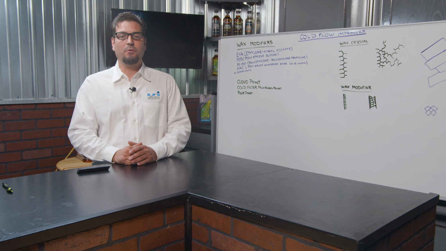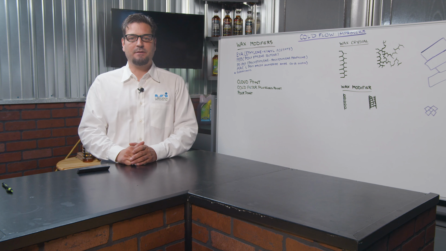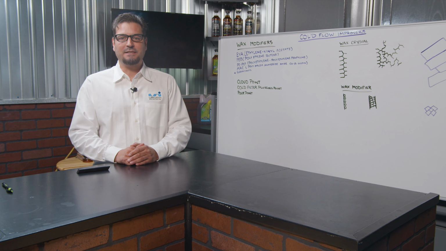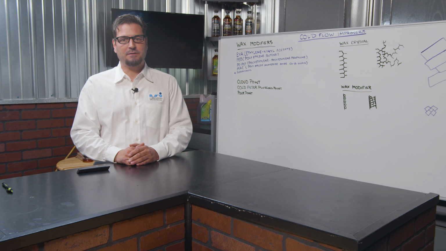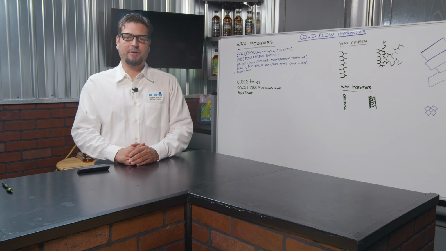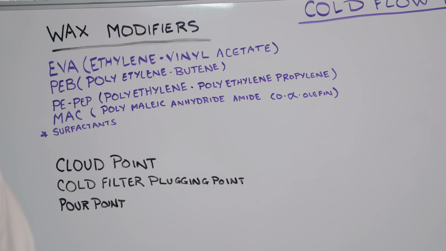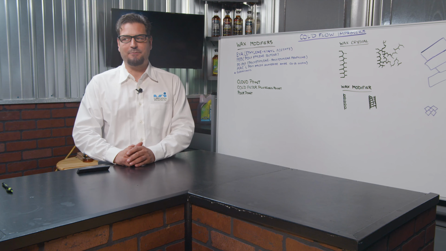Today we're going to be talking about cold flow improvers. There are several types of cold flow improvers, also called wax modifiers, wax crystal modifiers, and crystal inhibitors. There are several different chemistries used for successful wax modification. A few of them include EVAs, ethylene vinyl acetates, PEBs, polyethylene butene, PPEPs, polyethylene propylene, and MACs, polymaleic anhydride amide co-alpha olefins. Whew, that was one tough one to say.